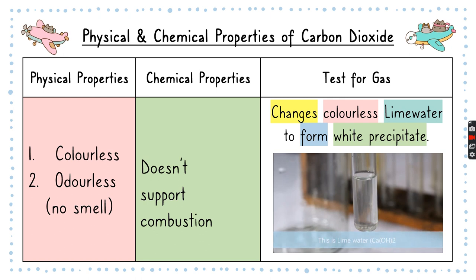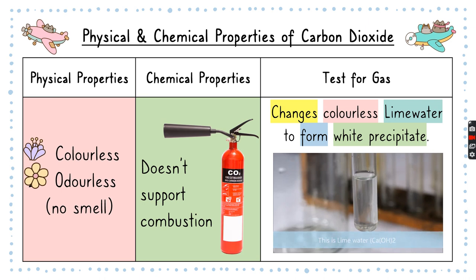What are the physical properties of carbon dioxide? It is also colorless. That means that you can't see it, there's no color, and it is also odorless. It means that you can't smell it either. The chemical property is that it doesn't support combustion at all, unlike oxygen. Oxygen gas supports combustion. This is why carbon dioxide is actually used in fire extinguishers.